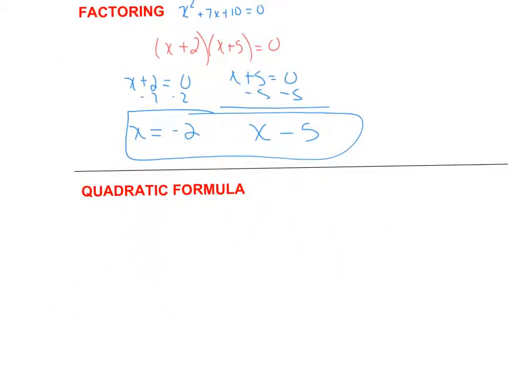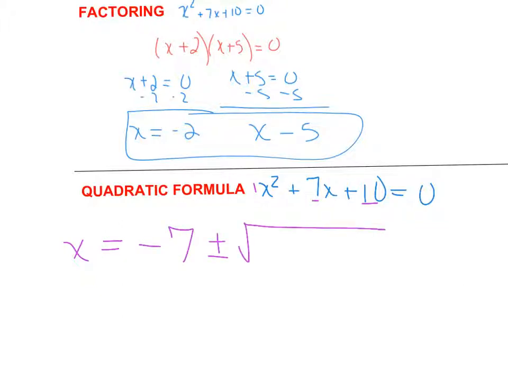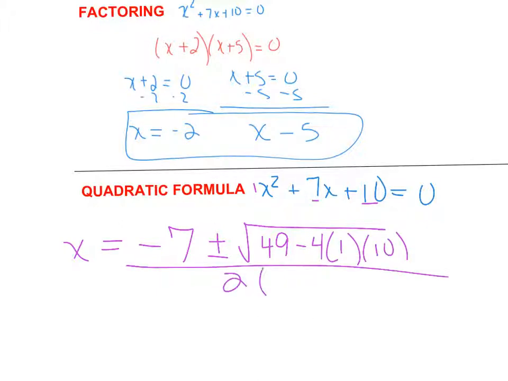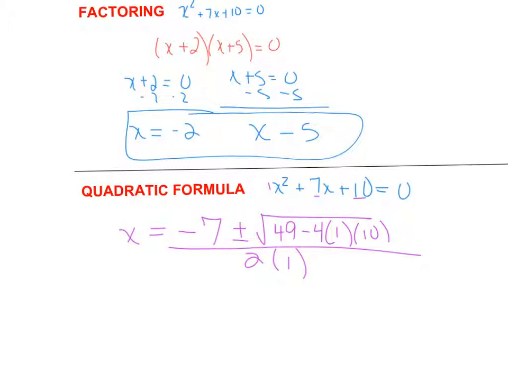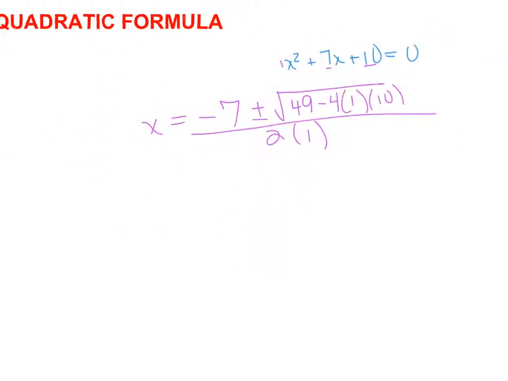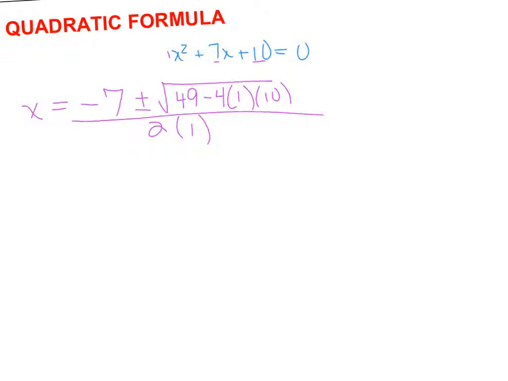Now, if I use the same exact problem and I use the quadratic formula, you are going to notice that you're going to get the same answers. A is 1, B is 7, C is 10. x equals the opposite of B, which is negative 7, plus or minus the square root of B squared, which is 7 squared, 49, minus 4 times A times C, all over 2 times 1. With this, I just do the mathematics behind it. So I'm going to start from the middle.